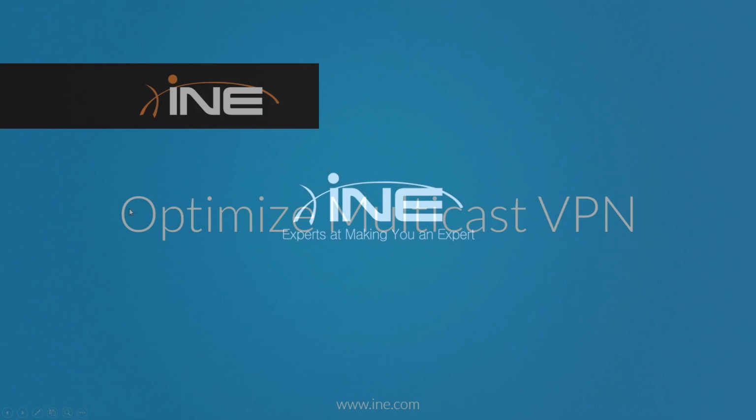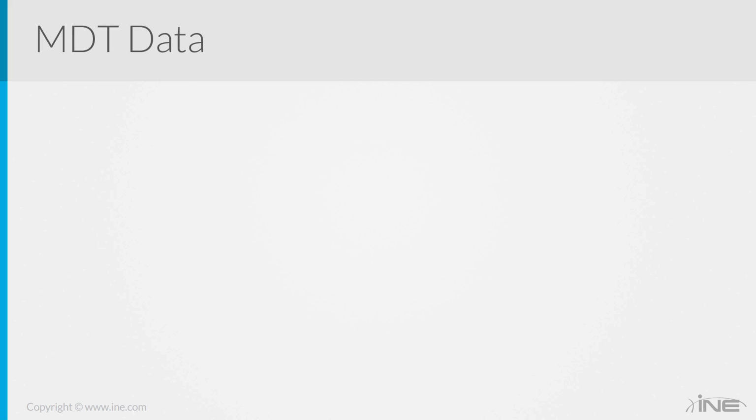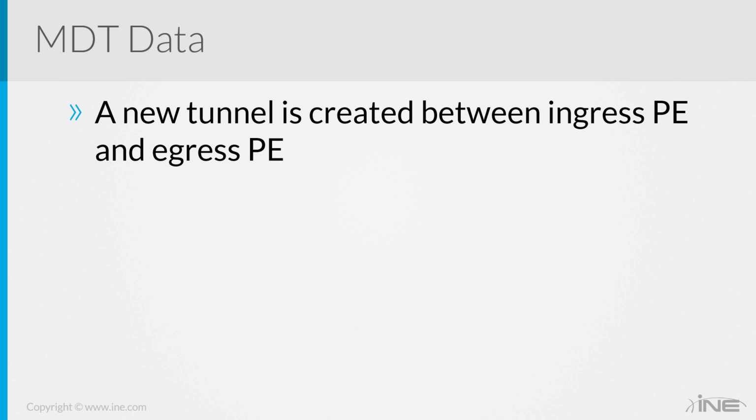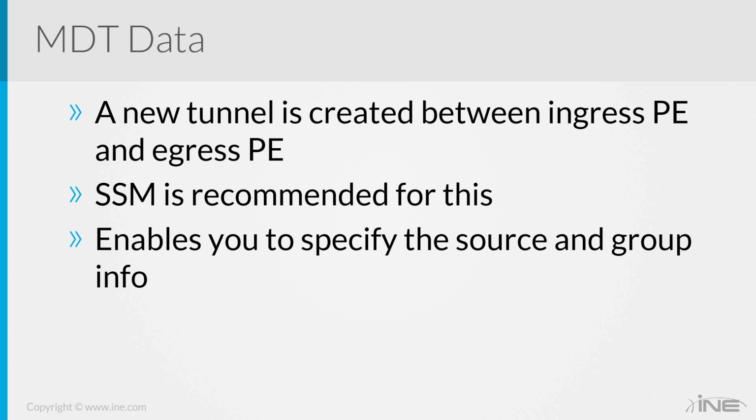In this video, we're going to take a look at optimizing Multicast VPN. We're going to leverage the MDT data tree in this particular video, and this is going to allow us to make our Multicast VPN a little bit more scalable. So a new tunnel is created between the ingress PE and the egress PE. Source-specific multicast is recommended for this configuration, and this enables you to specify the source and group info.